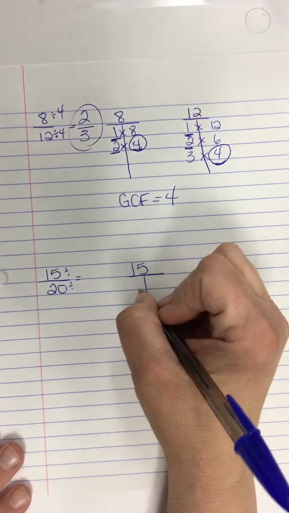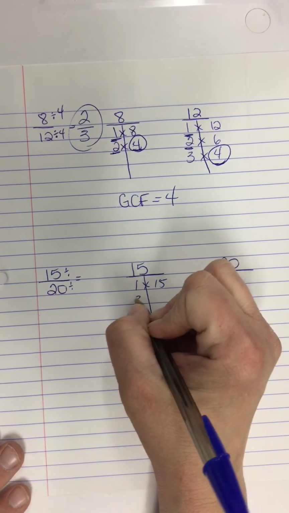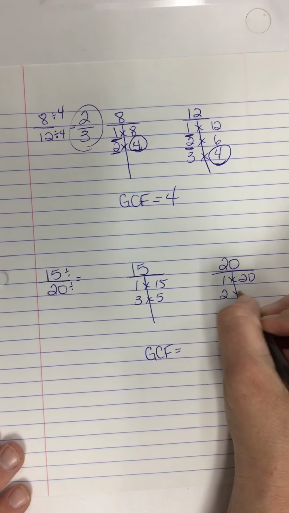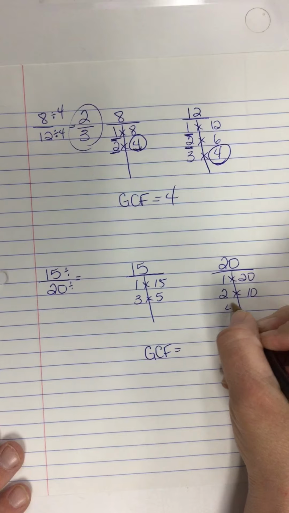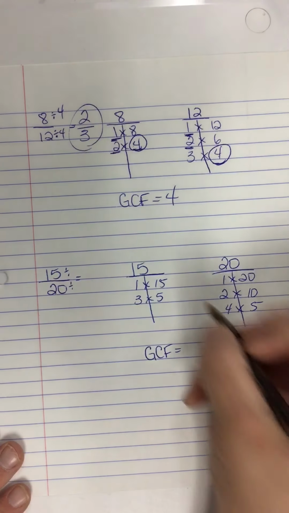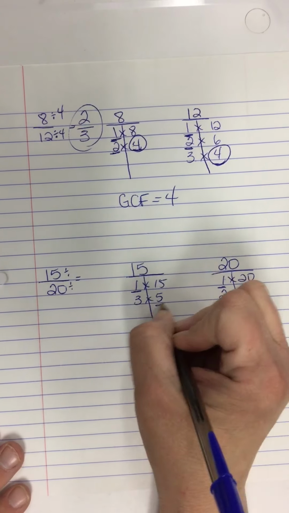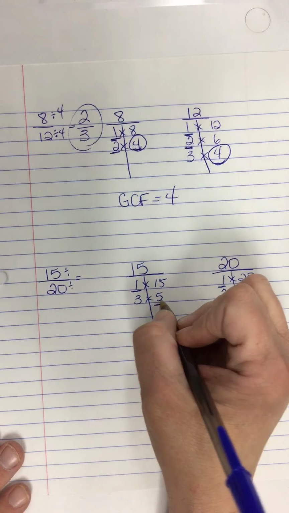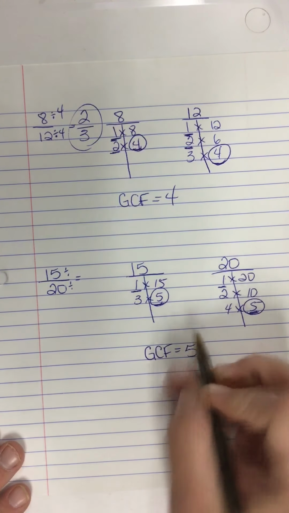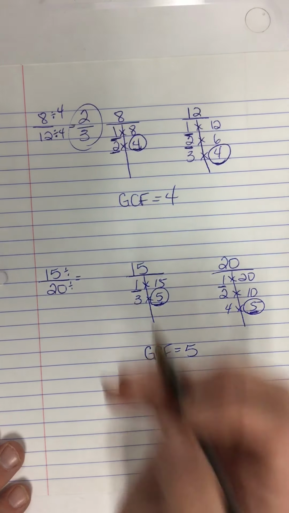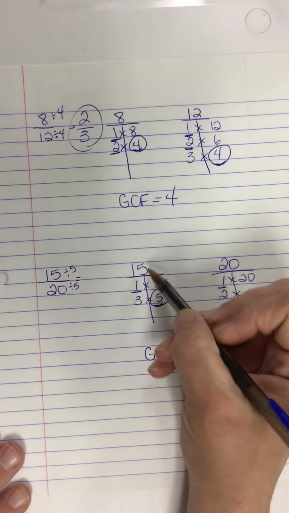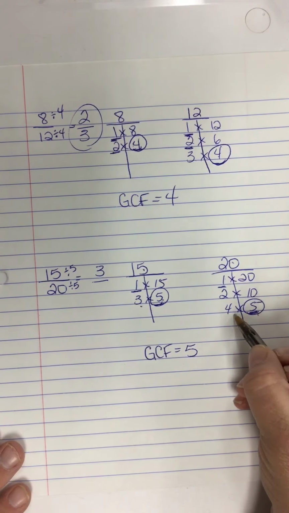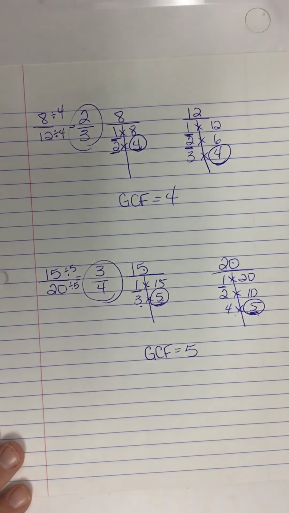All right, so you should have done 1 times 15, 3 times 5, 1 times 20, 2 times 10, 4 times 5. Their common factors are 1 and 5. Okay, so the biggest number they both have in common is 5. So the GCF should have been 5. You divide top and bottom by 5. 15 divided by 5 is 3. 20 divided by 5 is 4. 3/4.